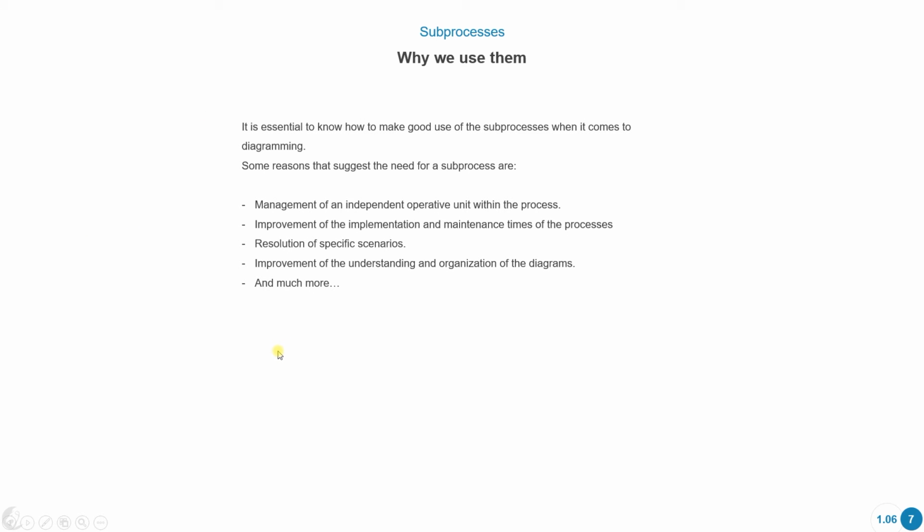As it says here, it's essential to know how to make good use of a subprocess when it comes to diagramming. Some reasons that suggest the need for subprocess are, for example, management of an independent operative unit within the process, or improvement of the implementation and maintenance times of the process. Or maybe we need to solve a specific scenario that can only be solved by using a subprocess. Or an improvement of the understanding and organization of a diagram, and much more. We're going to see some examples.